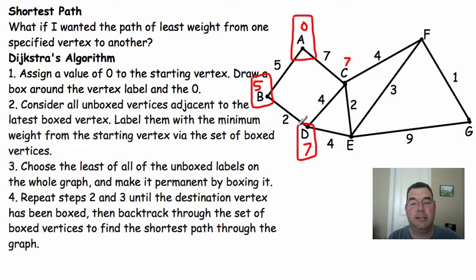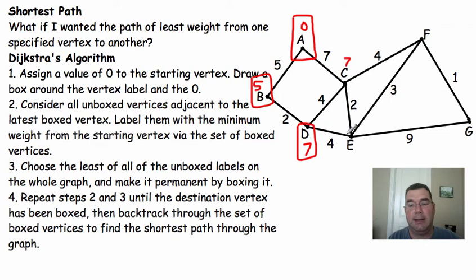All right, now things get tricky. So now I'm going to look at all of the unboxed vertices. I've got a choice of C or E. I've already labeled C with 7, but actually there's another way to get there, and that would take 5 plus 2 plus 4, which is 11. That doesn't beat 7. 7 is still shorter. So I'm still going to have a label of 7 at vertex C.